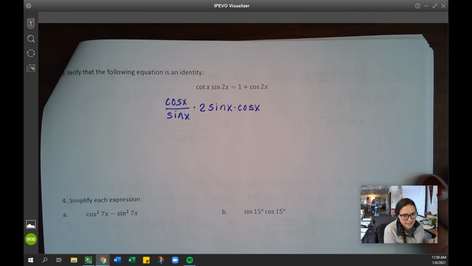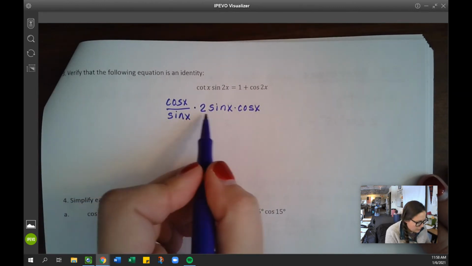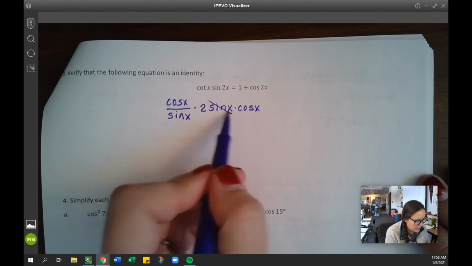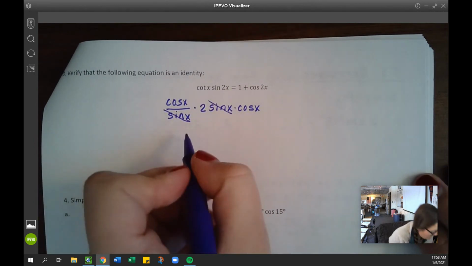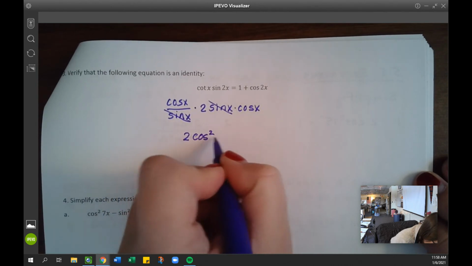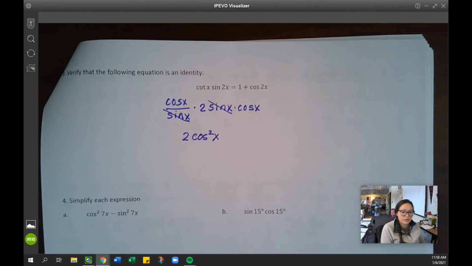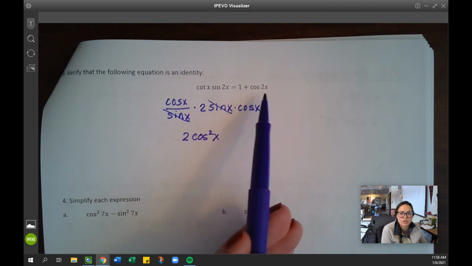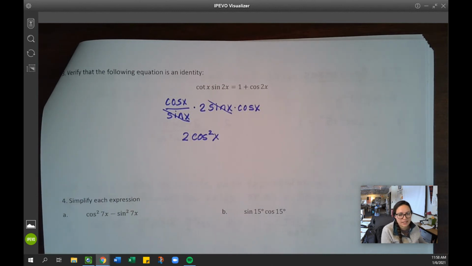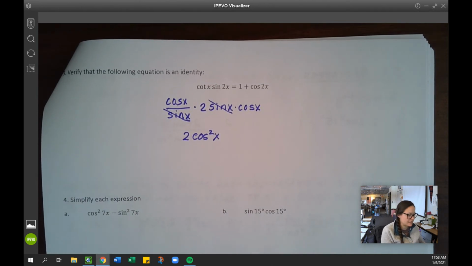Now, when I write it like this, think of this as all over 1. And when we do that, that means our sines are going to cancel out. And we're left with 2. And cosine times cosine gives me cosine squared. Okay, so how does that give me 1 plus cosine 2x? Well, let's flip back to our identities again and see if we can see why this is going to work out.